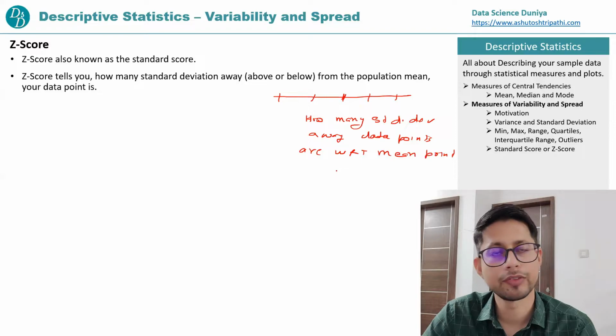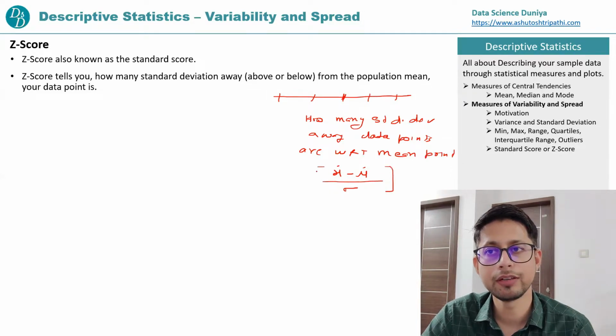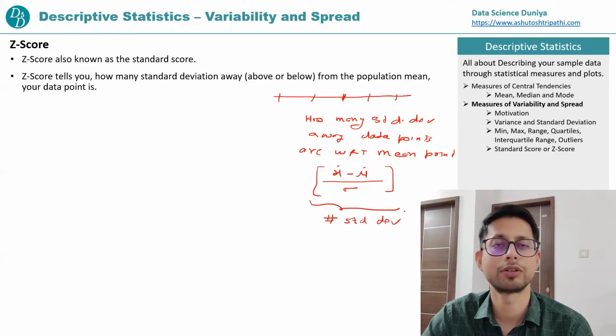What is x minus mu? It tells you the distance of this data point from the mean point. And if you want to quantify that with respect to the standard deviation, then you divide by the standard deviation of the data points. Then this will be the value of the number of standard deviations. So this is the formula basically.